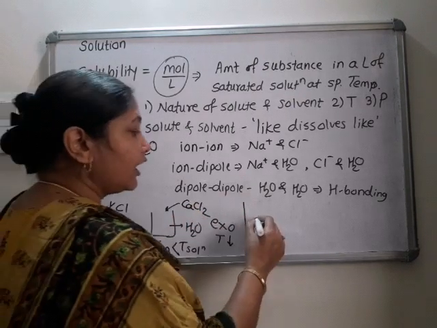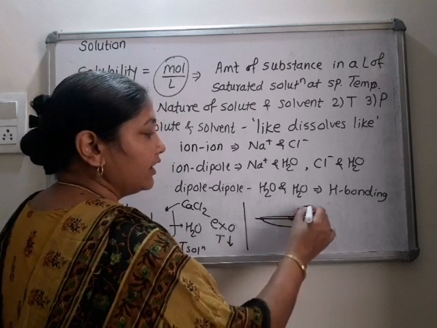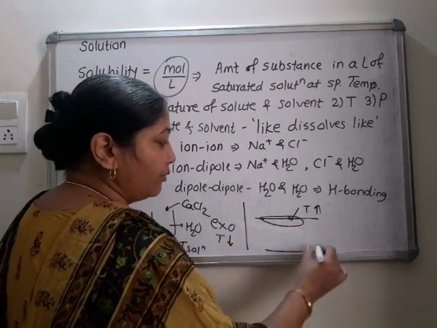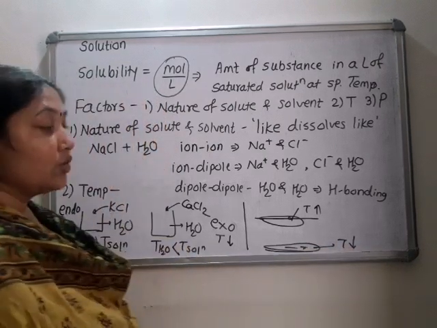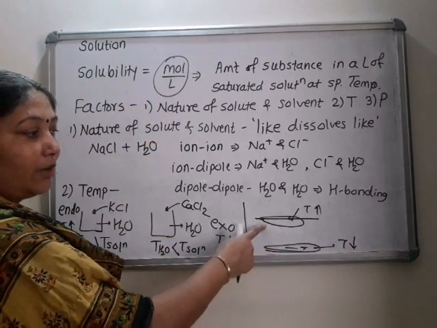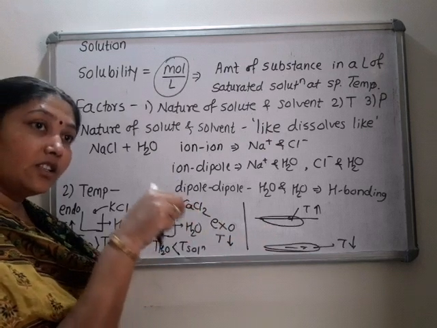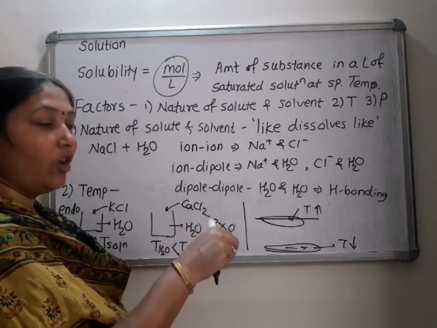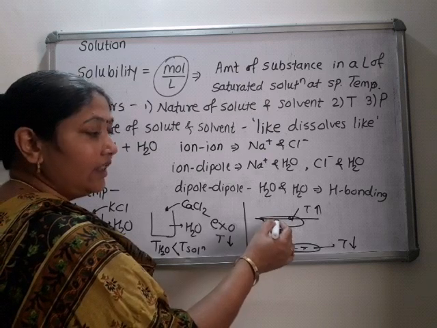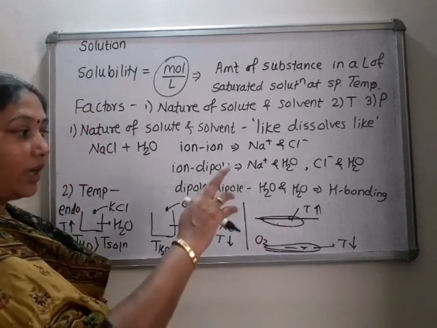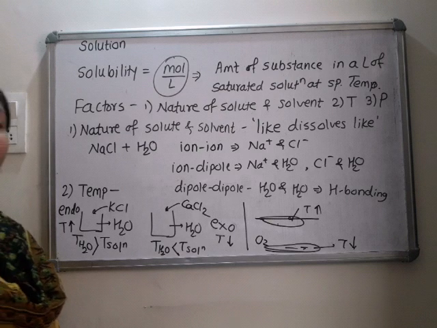The reason is that the temperature at the top is higher, and the temperature at the bottom of the sea is lower. The lower the temperature, the higher the dissolution of gas in that solvent. So O2 is more soluble here than at the top surface. So temperature affects the solubility of a substance in water.